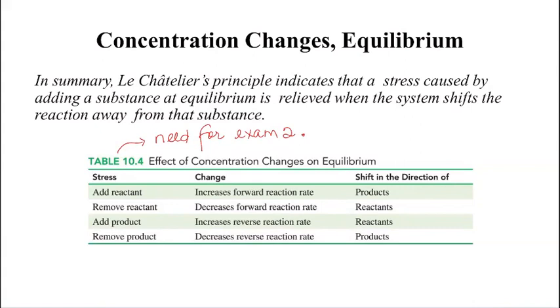Understand that the third column, which is the shift of the direction, let me just rephrase that because that didn't sound correct. When we are talking about the shift in the direction, it is about which rate is going to be the most affected. Is it going to be the one that is pointing towards products or reactants? So that's what we see in that third column.